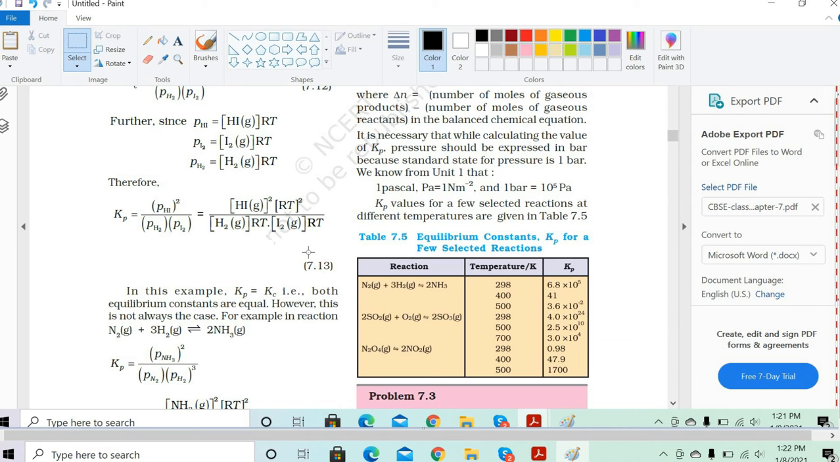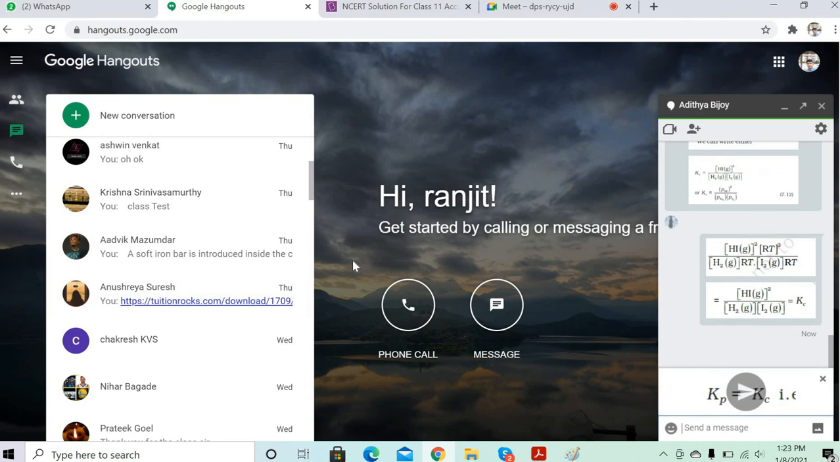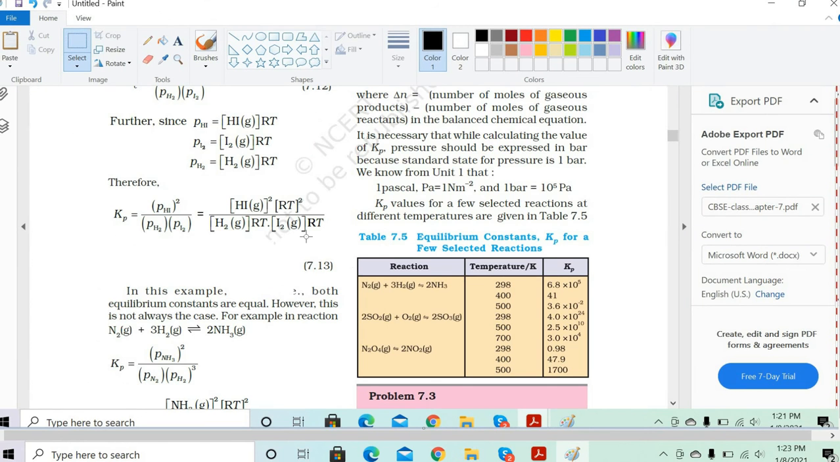Okay. So the equilibrium constant at constant pressure is equal to the normal equilibrium constant. So we see that both the equilibrium constants are equal. Is it clear? Yes, sir, clear. That is the case in the case of hydrogen iodine.